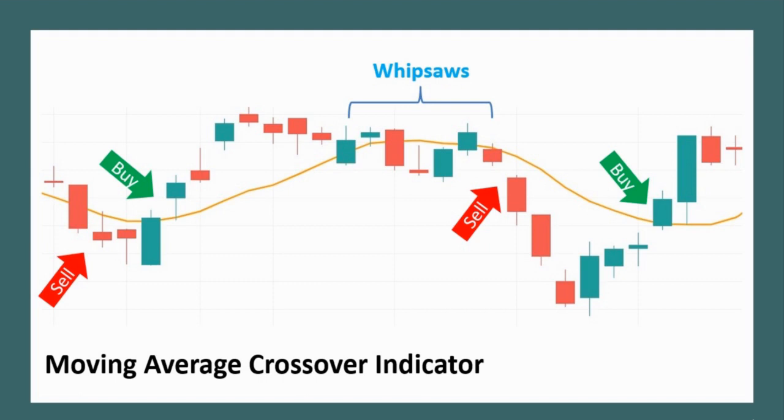Simply, how the indicator would work is if the price goes below the moving average, that's a sell signal. And if it goes above the moving average, that's a buy signal. You can see where we have different sell and buy signals here on this particular chart.